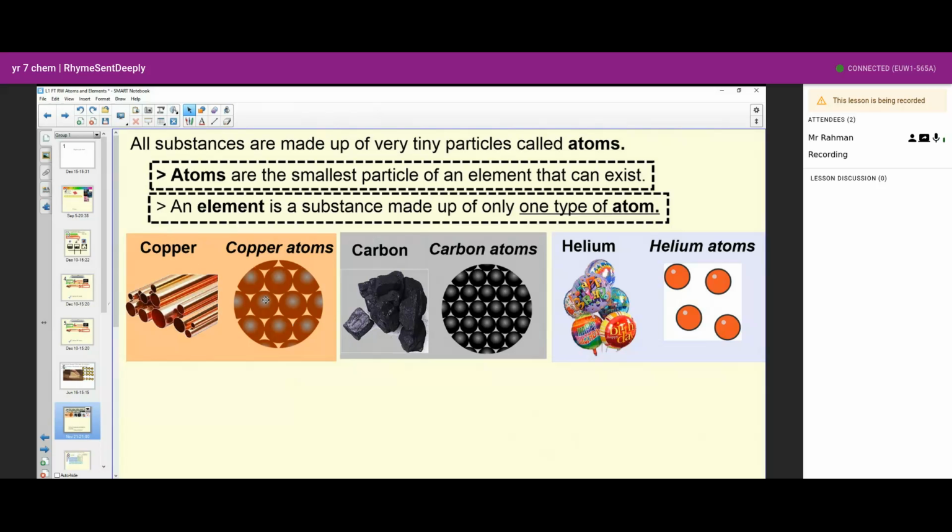Look at the next element, carbon. Carbon, again, is another element, and carbon is made up of only carbon atoms. It's not made up of any other type of atom. Similarly, helium is made of only helium atoms. So an element is a substance that is only made up of one type of atom. You can note that down and you can remember that for your quiz to come.